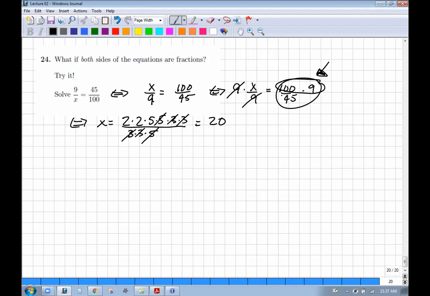I rewrote 100 as 2 times 2 times 5 times 5. And I rewrote 9 as 3 times 3. And I rewrote 45 as 3 times 3 times 5. You can't break these numbers down any further than that. And the fact that you can write any number as a product of primes is called the fundamental theorem of arithmetic. So x is equal to 20.